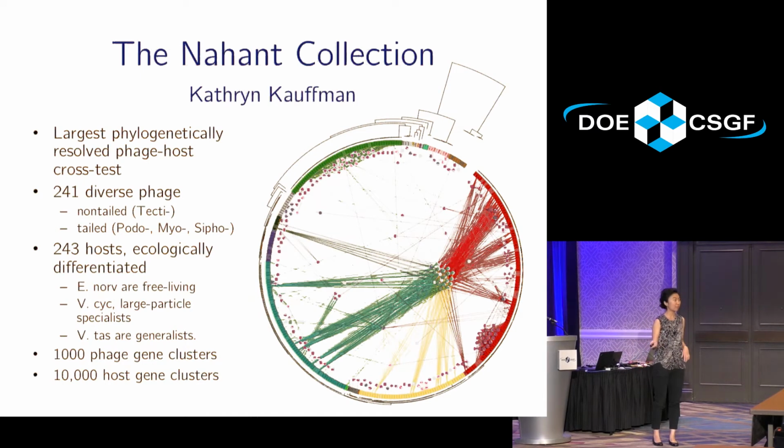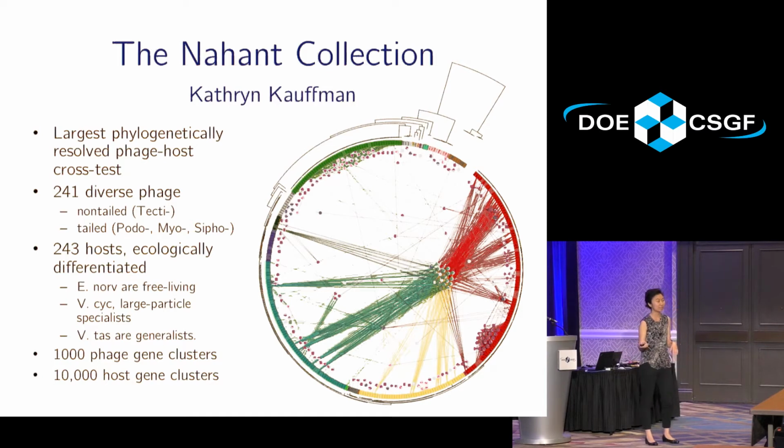So in the Polz Lab, we work with the Nahant Collection, which is the largest phylogenetically resolved phage-host cross-test. What I mean by that is Kathryn Kauffman in our lab collected 250 bacteria from the Nahant beach, and she also collected 250 viruses, or 243 and 241 actually, but around 250. She tested all viruses against all bacteria, so we know exactly which viruses can infect which bacteria.